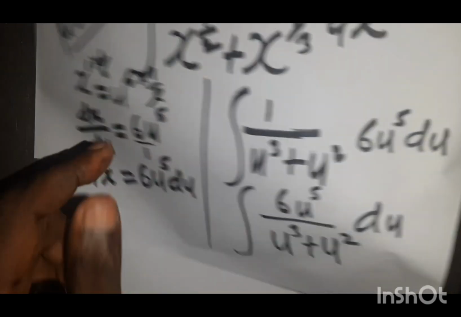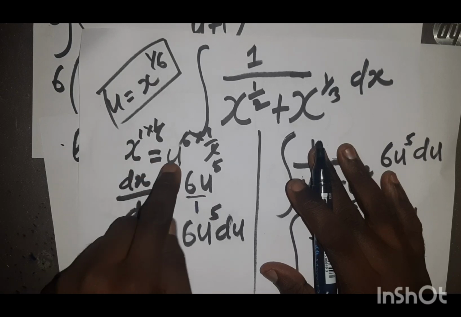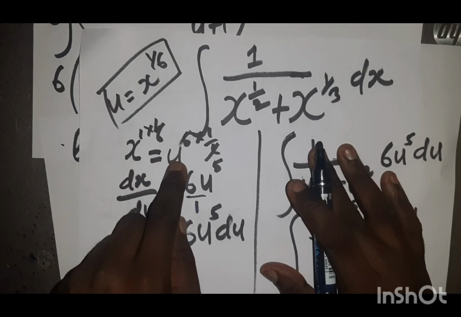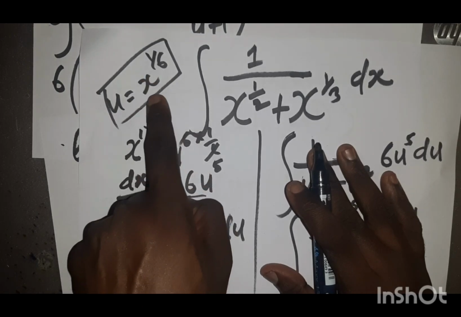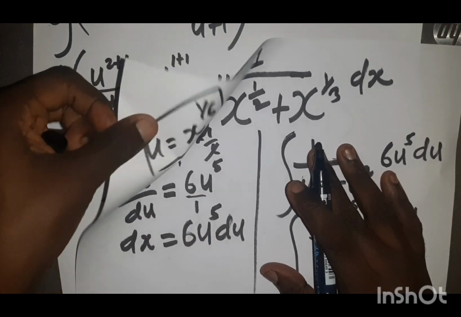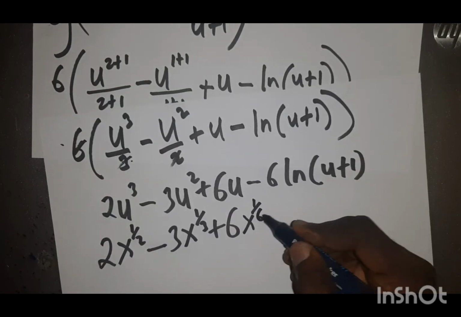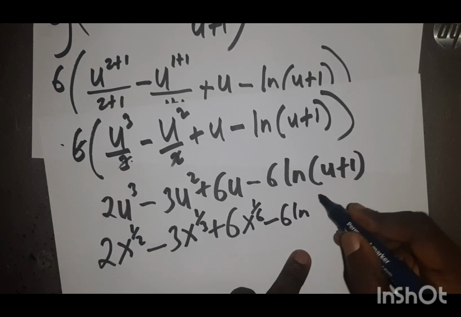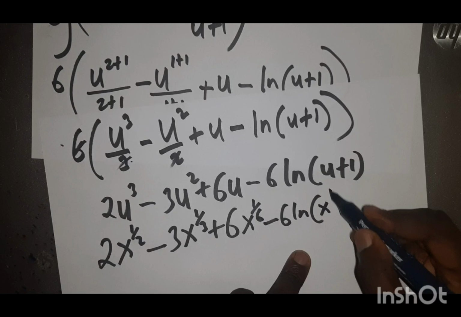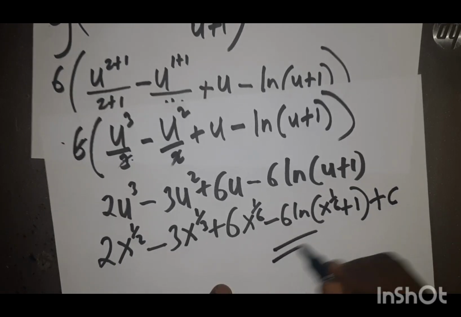What is our u? From here, x was equal to u raised to the power 6. Then if you make u the subject, 6 becomes 1 over 6 for the power of x. So the u will now become x raised to the power 1 over 6. That's simple algebra. So u is now x raised to the power 1 over 6, then minus 6 ln, u again is still x raised to the power 1 over 6, then plus 1, close bracket, then plus c. So that's it.